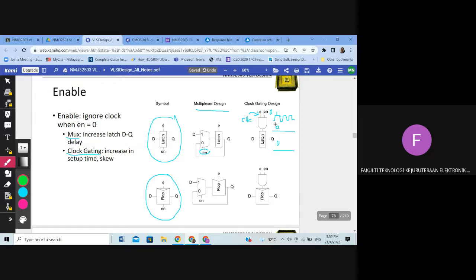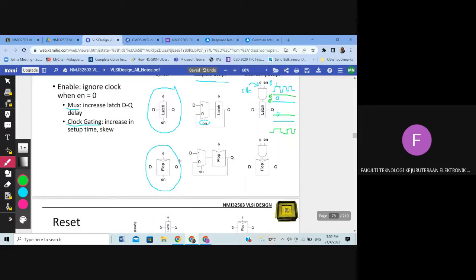If you give 1 for the firing, for the clock, then you will get the actual clock; you will copy the clock. Understand? Similarly for your flip-flop. So that's actually the purpose of enable in the flip-flop and also latches.